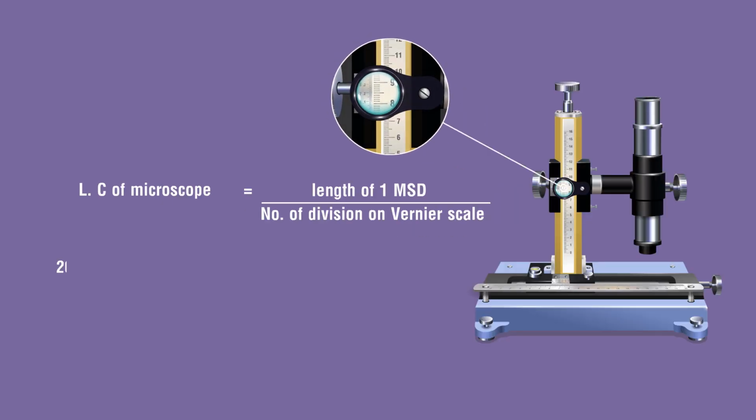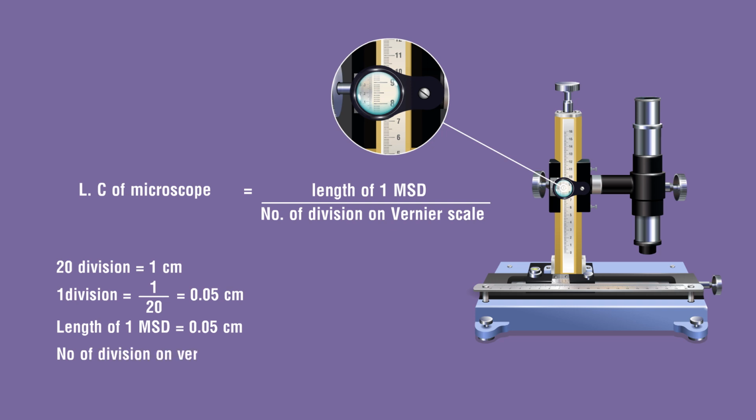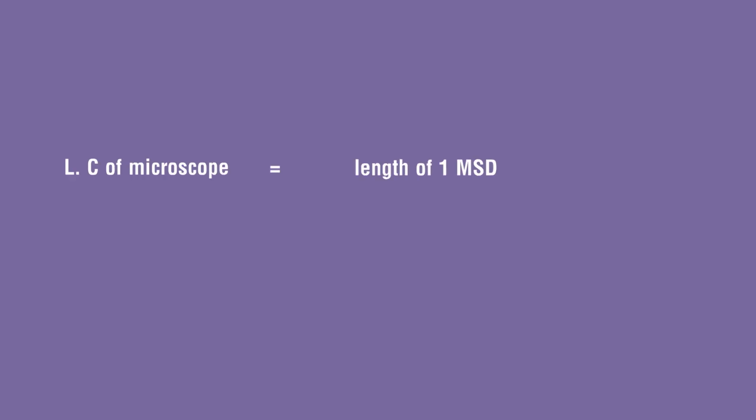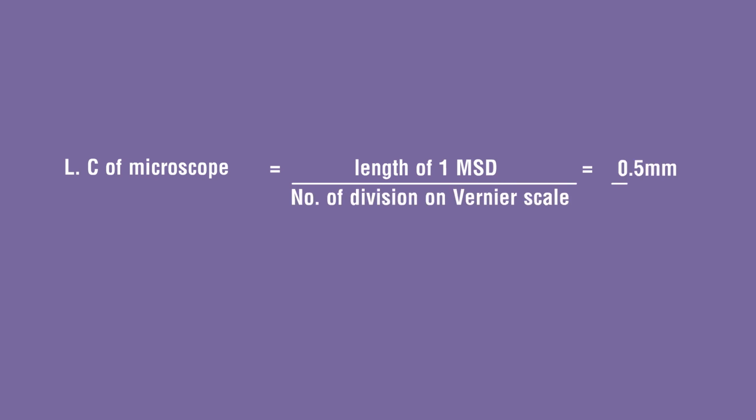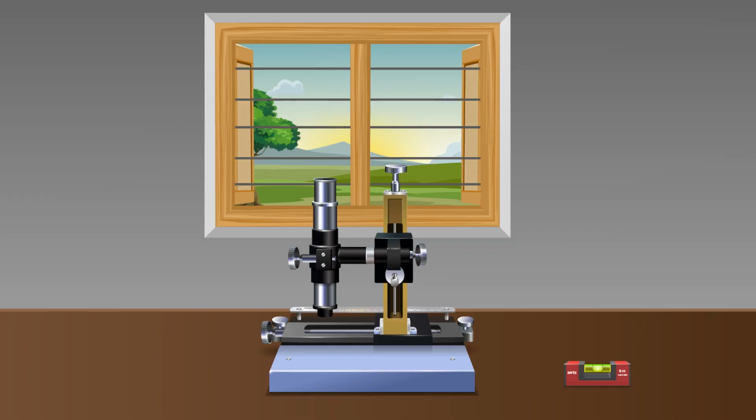There are 20 divisions between 0 and 1 on the main scale. Hence, the length of one main scale division is 1 by 20, which is equal to 0.05 centimeter. The number of divisions on the vernier scale is equal to 50. Hence, the least count of the microscope is equal to 0.001 centimeter. Place the travelling microscope on the table.